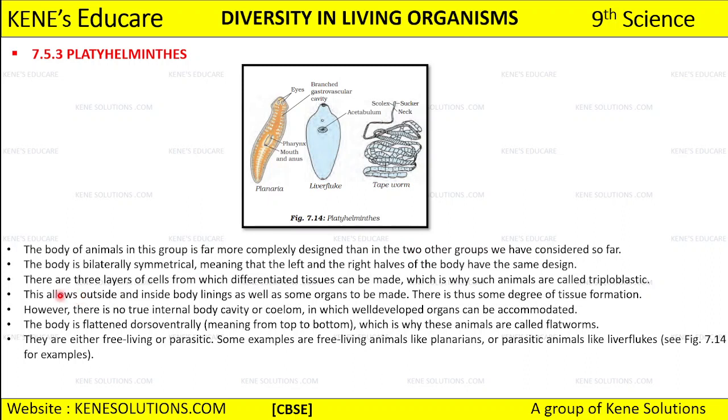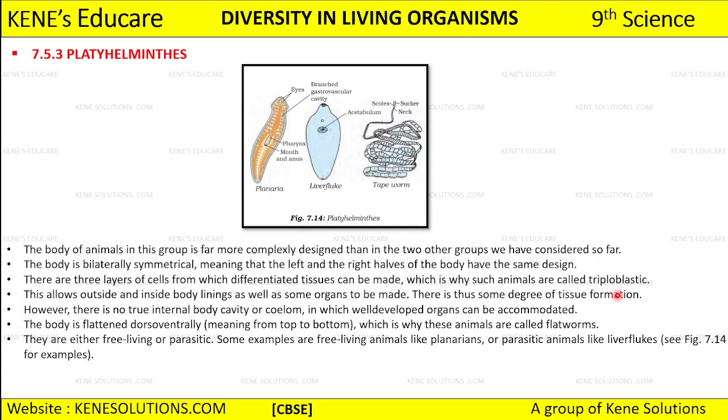Okay, and there are three layers of cells from which differentiated tissue can be made. The differentiated tissue that we have, we can make it from how many layers of cells? We can make it from three layers of cells, which is why such animals are called triploblastic. We call them triploblastic because they are made up of three layers of cells. This triploblastic layer allows the outside and inside body lining as well as some organs to be made, so that they can make some organs.